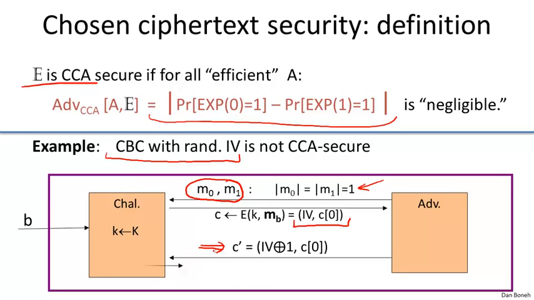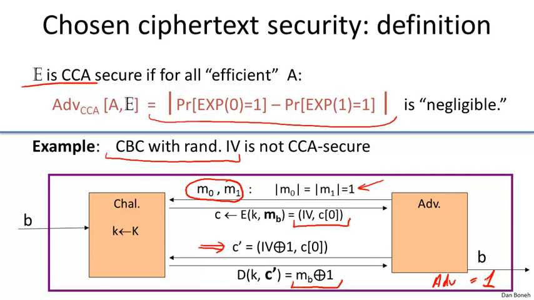And now let's see, what happens when he decrypts C prime? Well, what's the decryption of C prime? Let me ask you. So you probably remember from the first segment that if we XOR the IV by 1, that simply XORs the plaintext by 1. So now the adversary received M0 XOR 1 or M1 XOR 1, and now he can perfectly tell whether he's in experiment 0 or in experiment 1. So the advantage of this adversary is basically 1, because he can very easily tell which experiment he's in, and as a result he can win the chosen ciphertext security game.